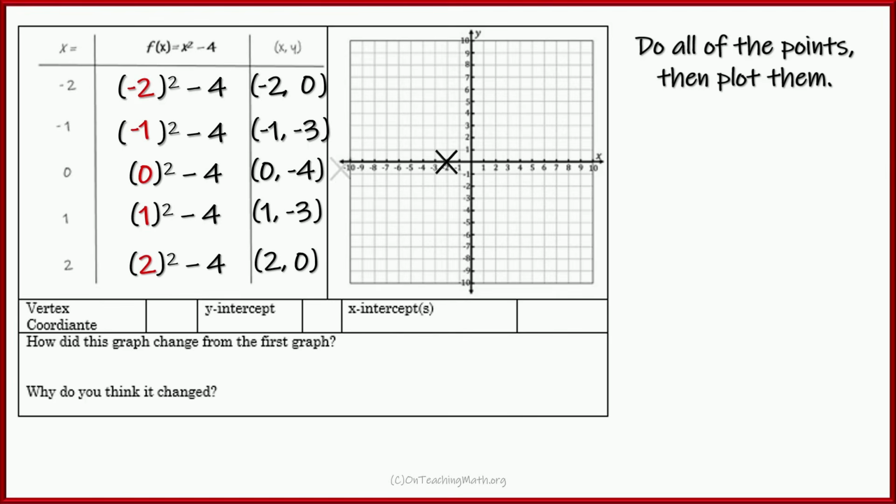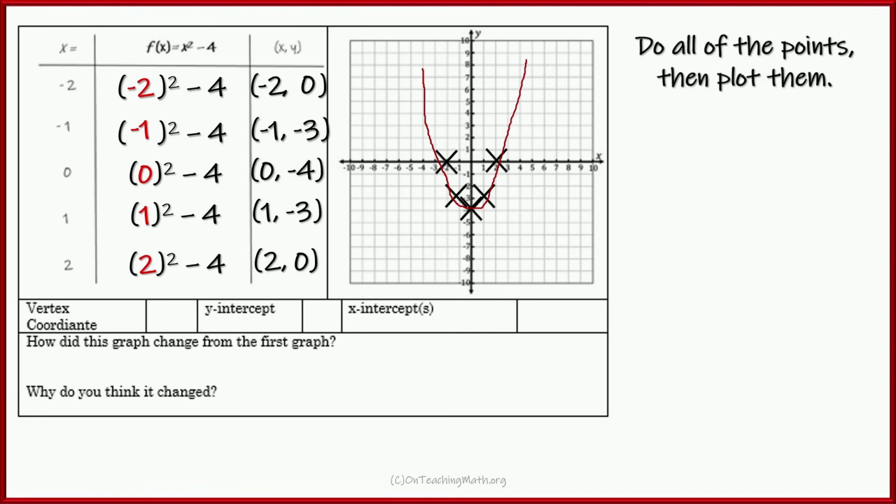So negative 2, 0, negative 1, negative 3. We have 0, negative 4. That's going to turn out to be our y-intercept and our vertex. It's double dipping right there, working overtime. Then 1, negative 3, and then of course 2, comma 0. So when we graph it, this is the way we would start. It's going to be ugly. I'm going to try to do it with my mouse. That's not very good at all, but you get the idea.